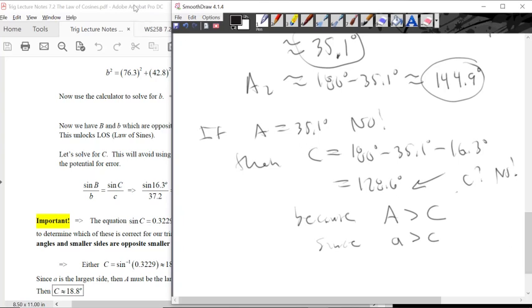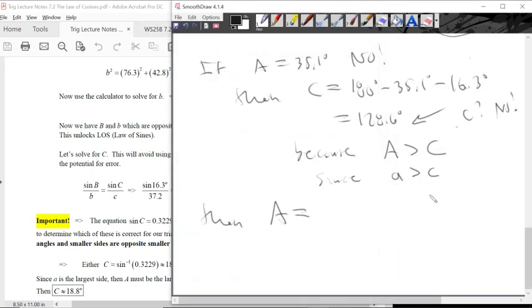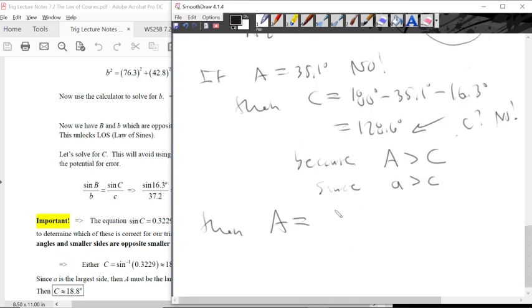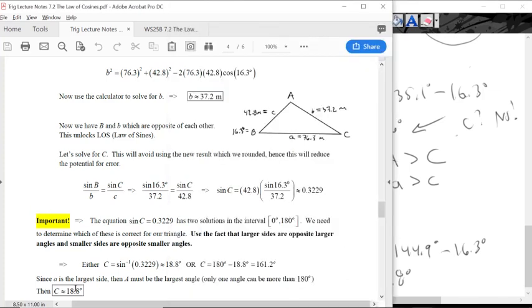Okay, so I hope you follow my reasoning here. Okay. Then that means that angle A must be the larger of the two possibilities. It must be 144.9 degrees. Okay, and if that was the case, then C would be 180 degrees minus 144.9 degrees minus 16.3 degrees. Okay, and let's see, what is that going to be? Minus 144.9 minus 16.3 is 18.8 degrees, and that's exactly what we found that angle C was when earlier we solved for angle C by using the law of sines.